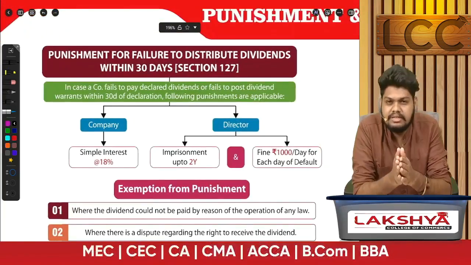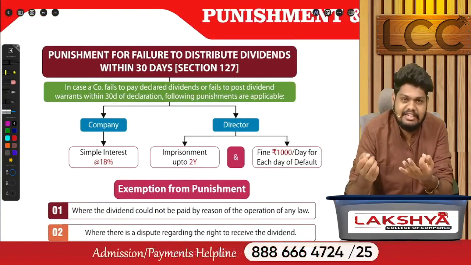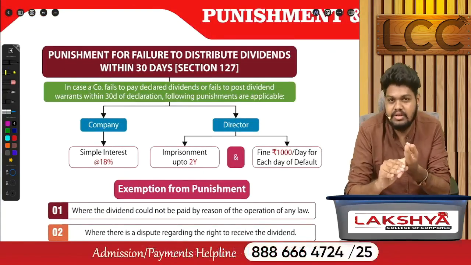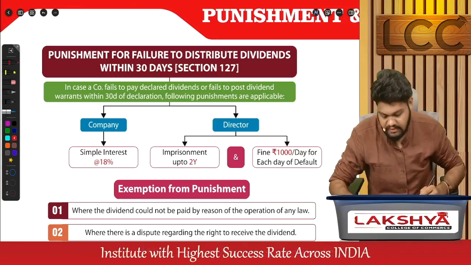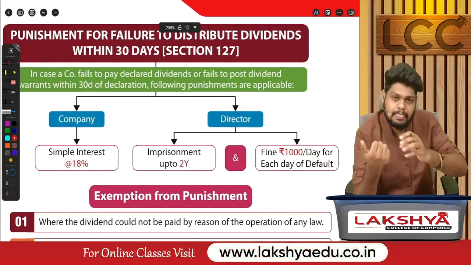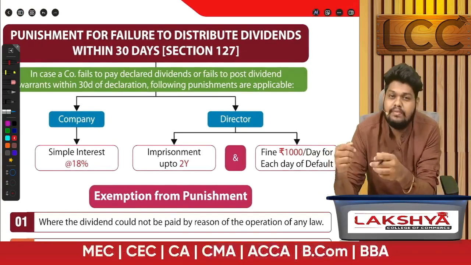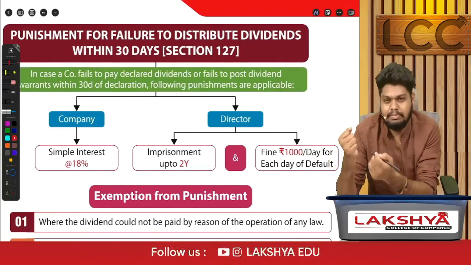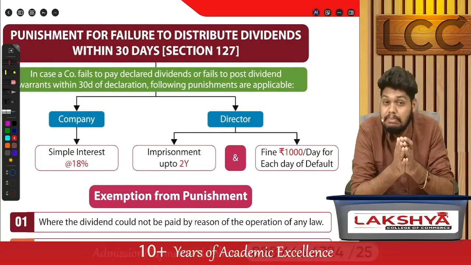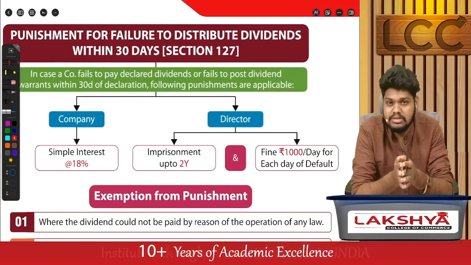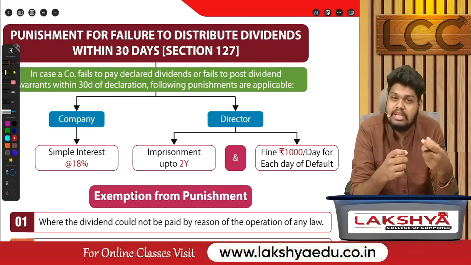Remember, the dividend chapter states that once the dividend has been declared, it has to be distributed within a period of 30 days. If it is not distributed within 30 days, the company will be punishable under section number 127, which imposes punishment on the company as well as the director. On the company, they will impose a penalty of 18% per annum simple interest. And coming to the officer in default, the director, they'll impose imprisonment up to 2 years and a fine of rupees 1000 per day for each default.